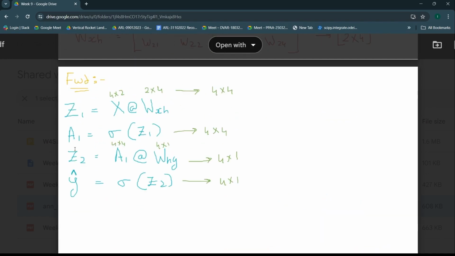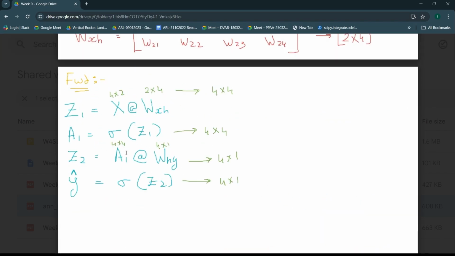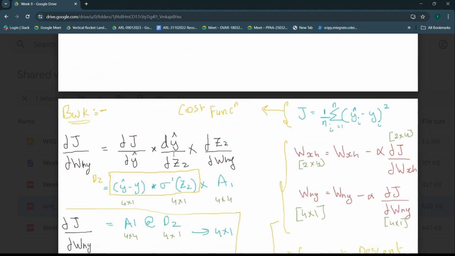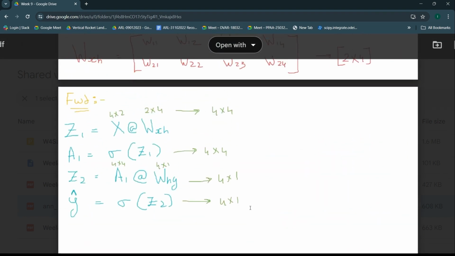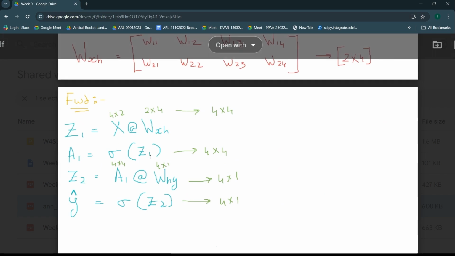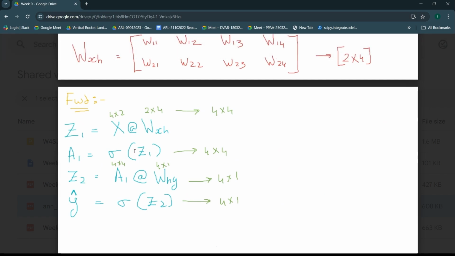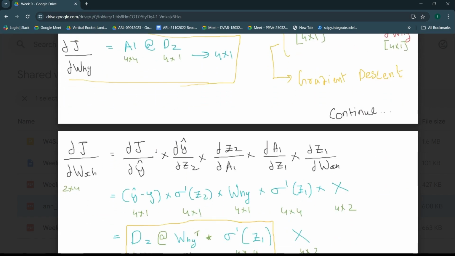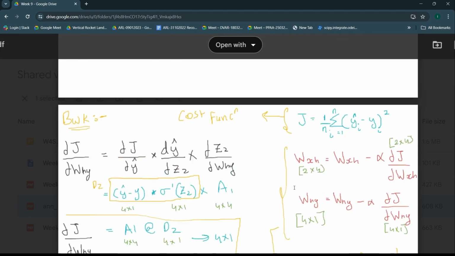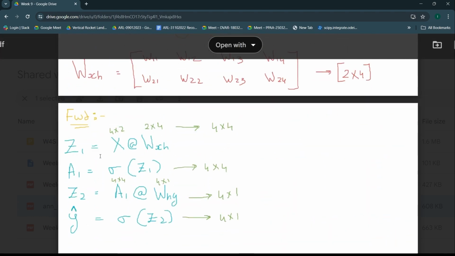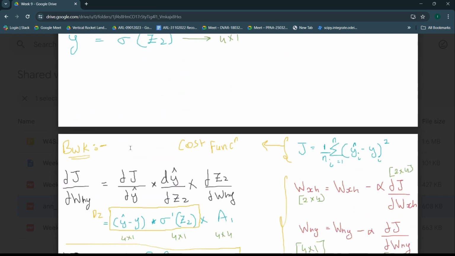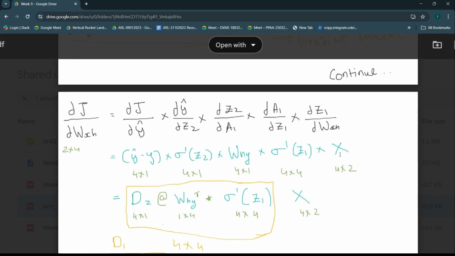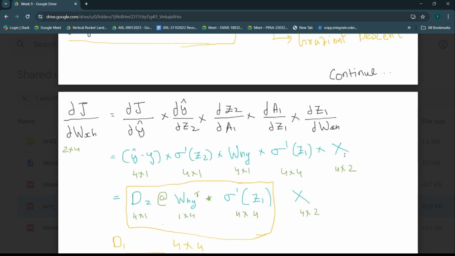If I take the derivative of z2 with respect to a1, the output is Why. That's why Why is over here. Then if I take the derivative of a1 with respect to z1, it will be simply the sigmoid derivative of z1, and that's why the sigmoid derivative of z1 is seen over here. After that, the derivative of z1 with respect to Wxh will be simply your x, and that's why you have x over there. Alright.